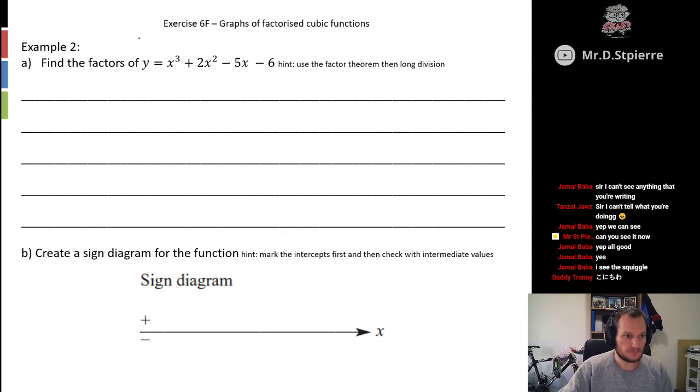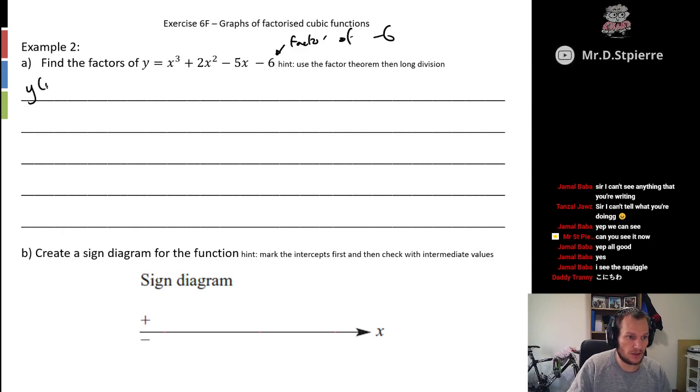Okay, so find the factors of y equals x cubed plus 2x squared minus 5x minus 6. Hint, use the factor theorem and long division. So let's try the factor theorem. So we need to use a factor of -6. Okay, so let's try 1 straight away.